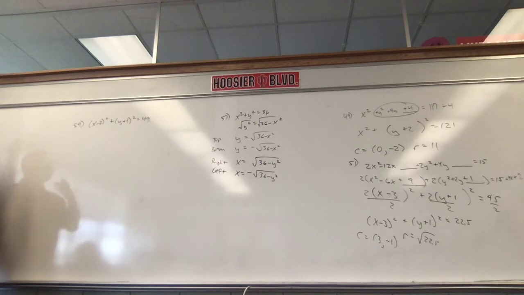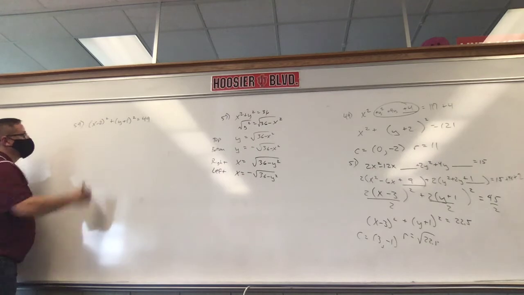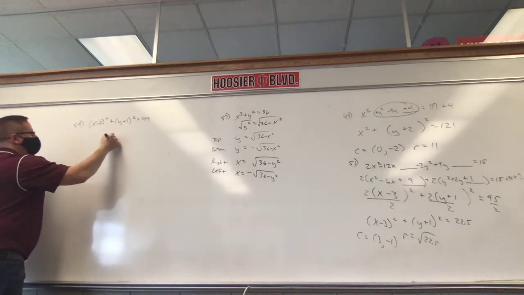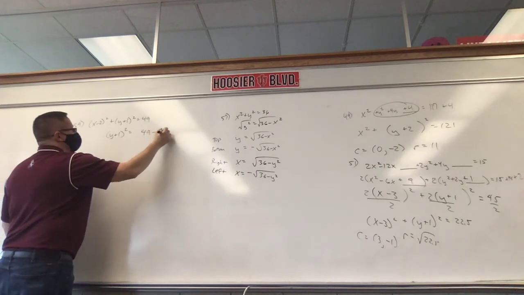So, we want to get y by itself. Any idea what we're going to do first to get y by itself? Subtract something. It's kind of a mouthful. Subtract what? Subtract x minus 2 squared. So if I do that, I have y plus 1 squared equals 49 minus x minus 2 squared.